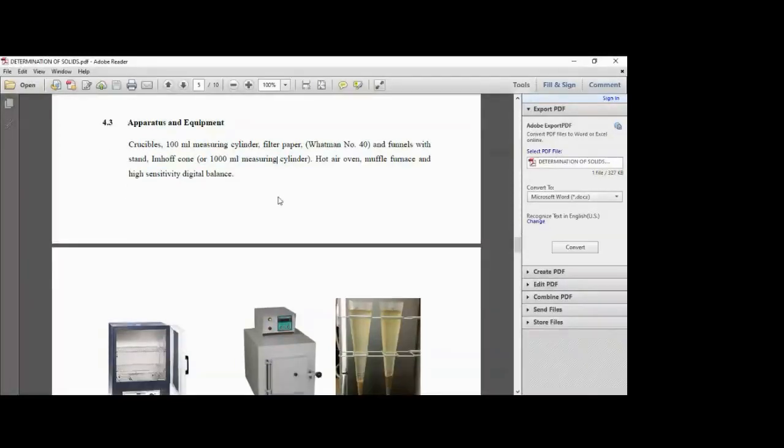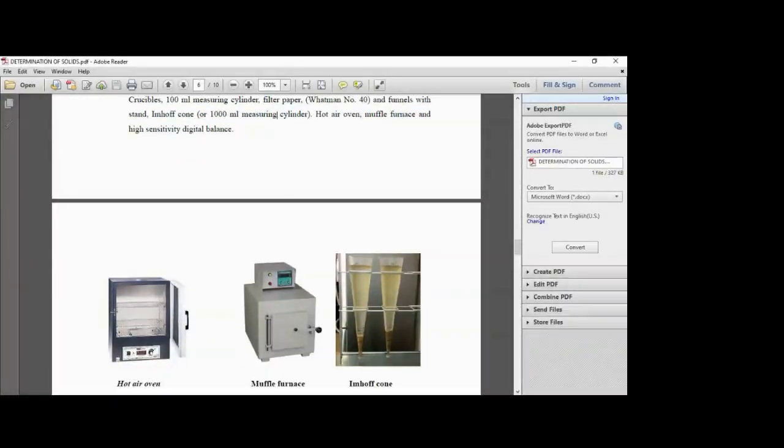We very importantly require the hot air oven. The capacity of this hot air oven is 250 degrees Celsius, but we do not require that particular temperature. We require a temperature of 104 to 105 degrees Celsius. So only 105 degrees Celsius, if you adjust, is also enough for this.